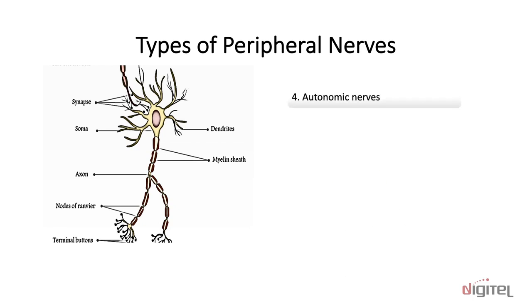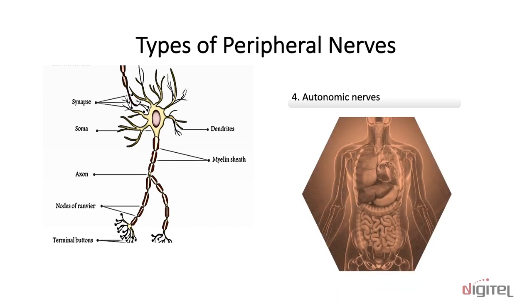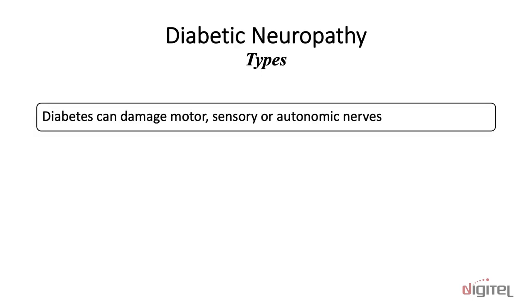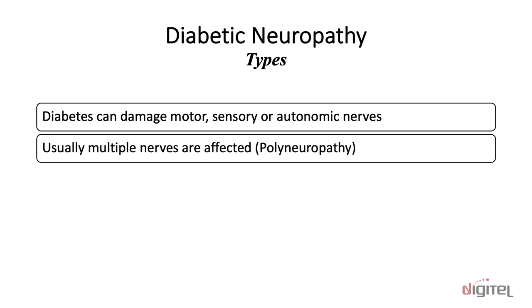And then autonomic nerves help control involuntary but important functions of our body, such as control of heartbeat, heart rate, blood pressure, digestion, and sweating. Diabetic neuropathy can involve any of these nerves, and most of the time multiple nerves are involved. So it is called polyneuropathy, poly meaning multiple or many.